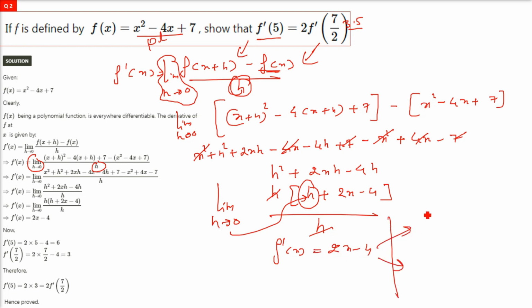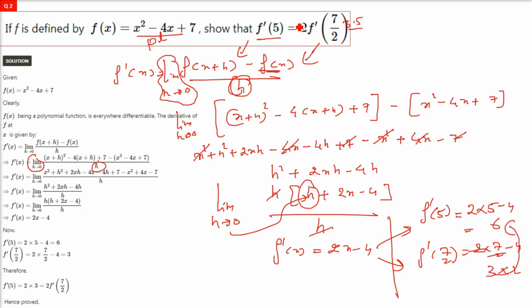Now we will put 5 and then 7 by 2. So f dash 5 will be 2 into, in place of x, replace it by 5, you get 10 minus 4, that is 6. Now f dash 7 by 2. So this is going to be 2 into 7 by 2 minus 4, 2 gets cancelled, 7 minus 4 is 3. 3 and 6, 3 to the 6. And this is what is being sought in the question. 6 equals 2 into 3, hence proved.